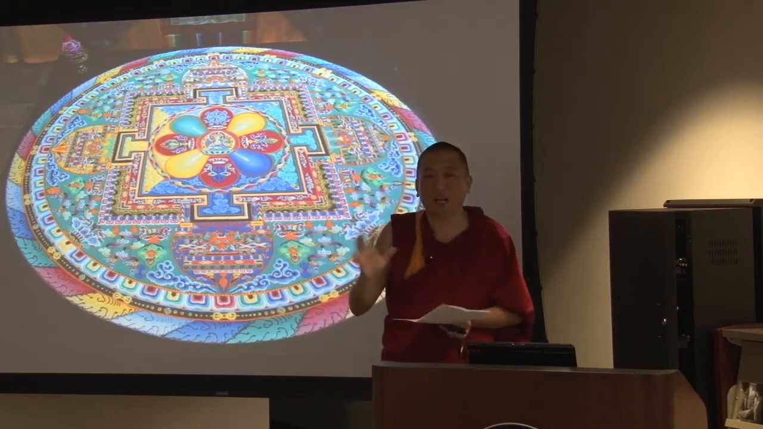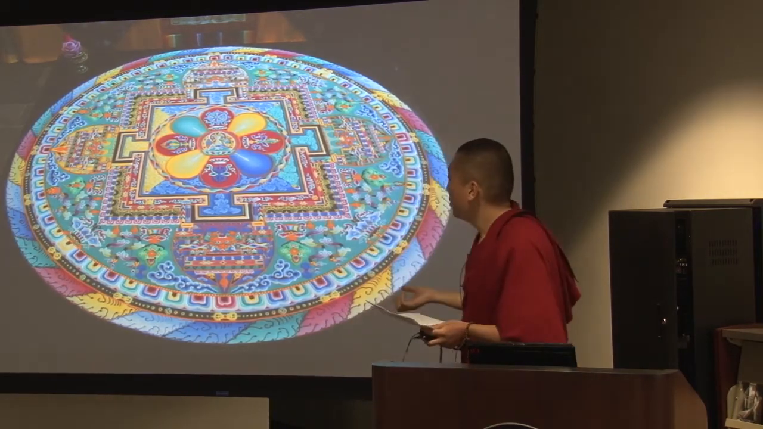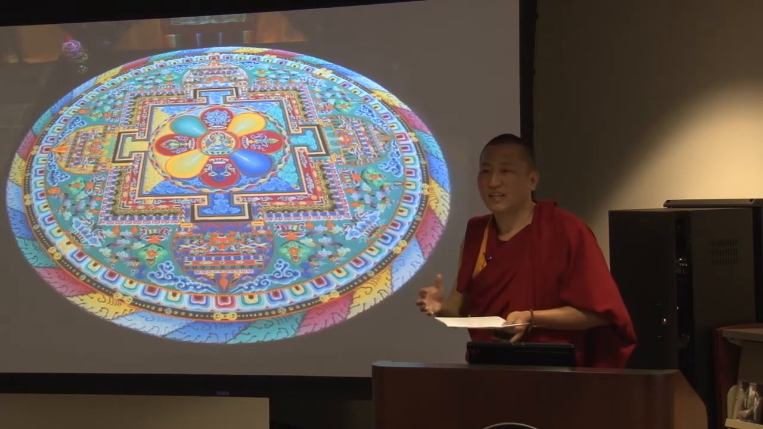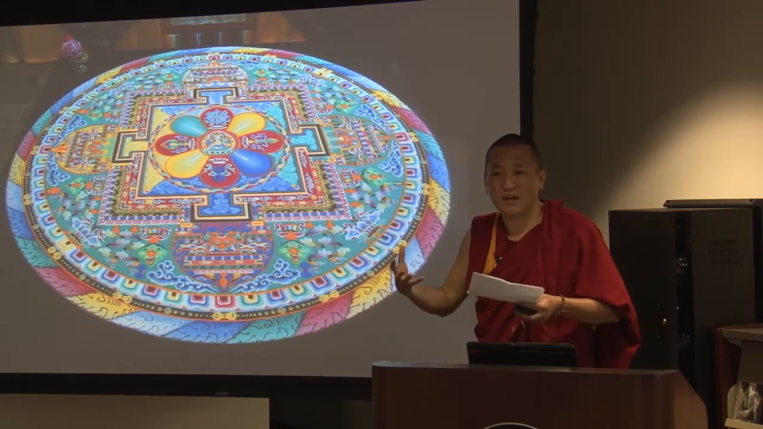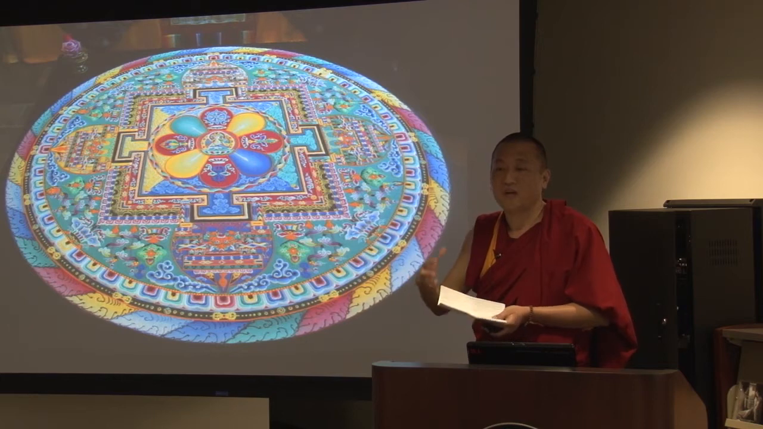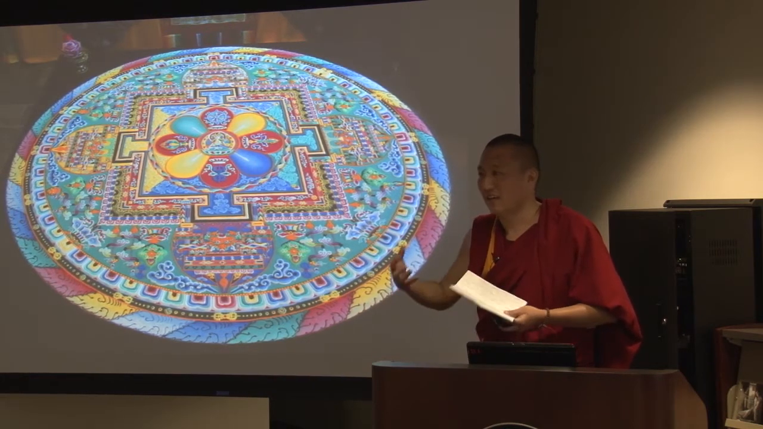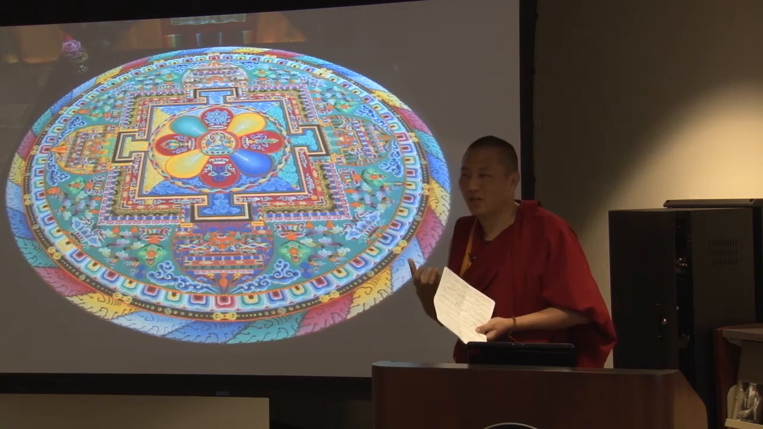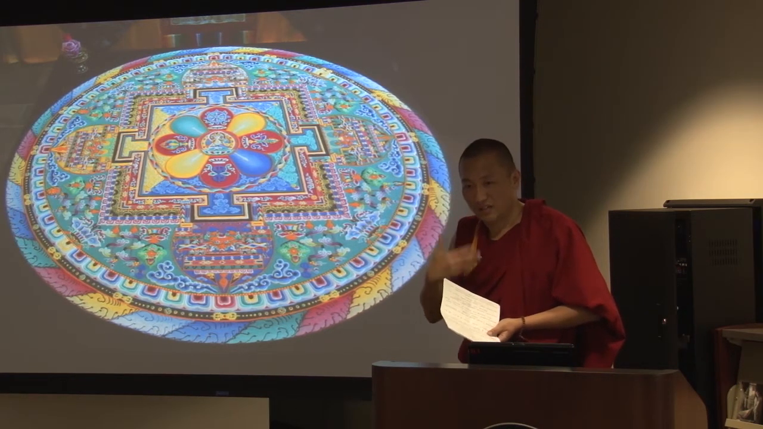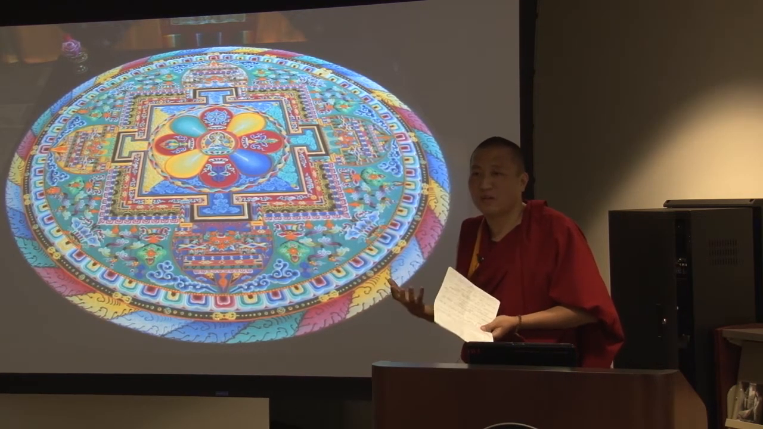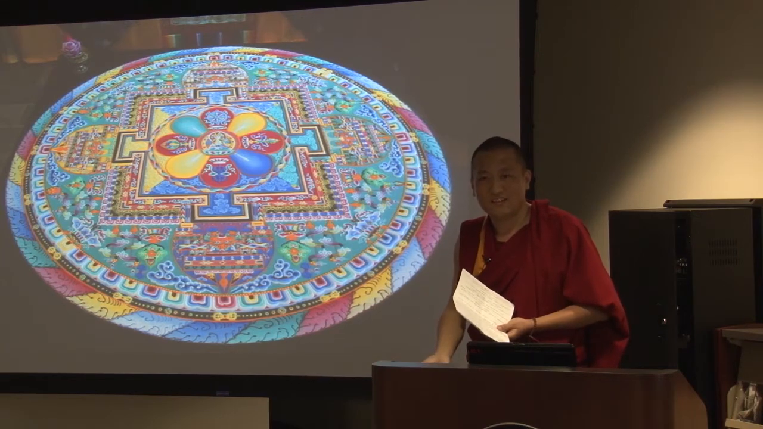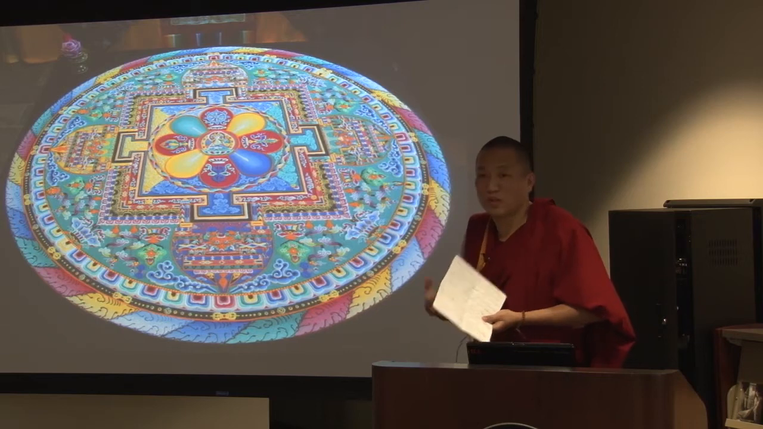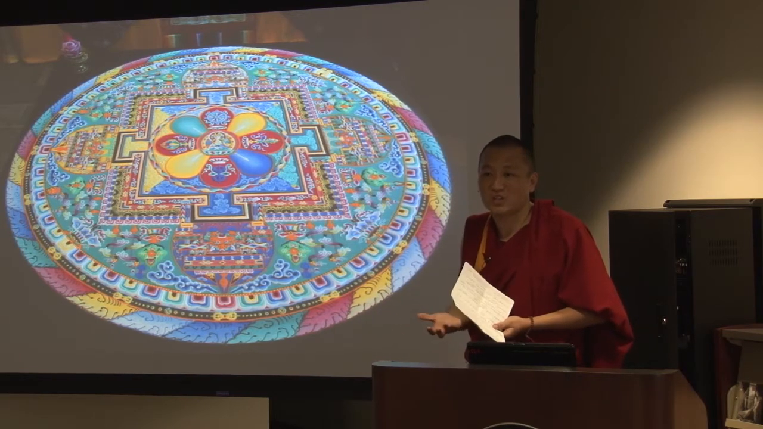So these 5 elements. As I said yesterday, our whole physical body is made up of 5 different elements. The earth element is our body, the solidity. The wind element is our breathing. The water element is our blood. And the space, without space, how can we exist? We live in space, right?